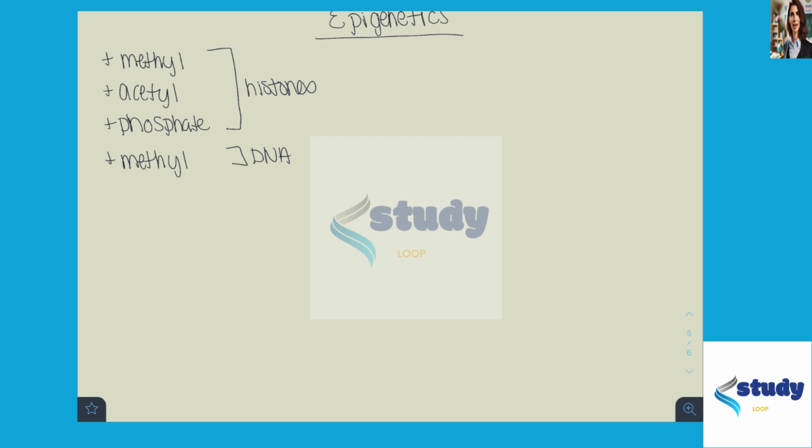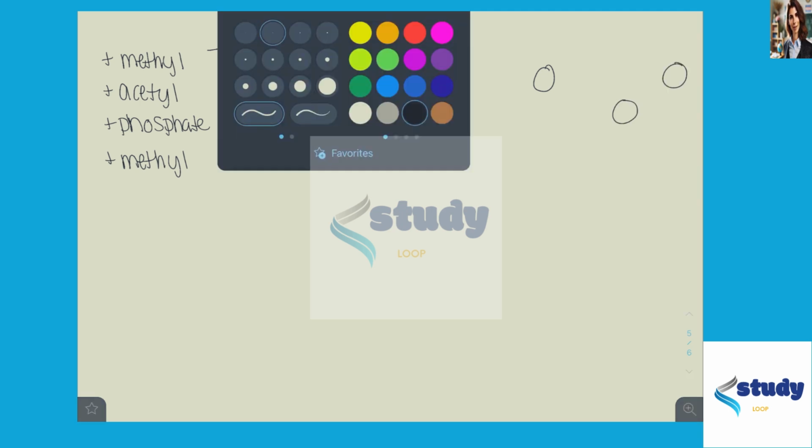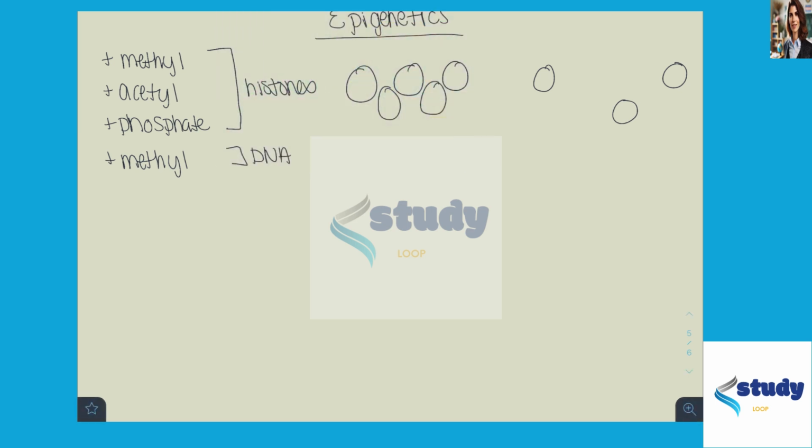So there are two configurations, and we won't get into too much detail, but this is just going to explain why some genes would be on and some genes would be off. These little circles I just drew are the histones, and around the histones you'll have the DNA wrapping. In this first example, you can see that the DNA is wrapping pretty tightly, and in this second example, the DNA is wrapping pretty loosely.